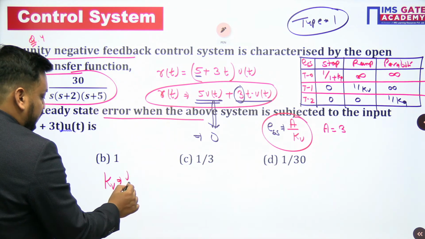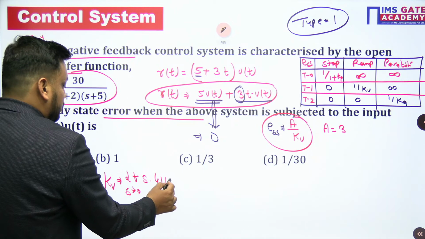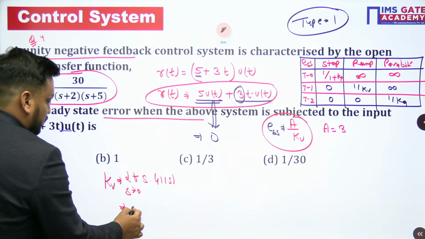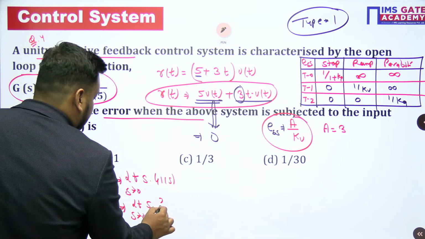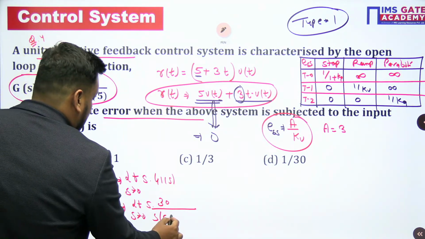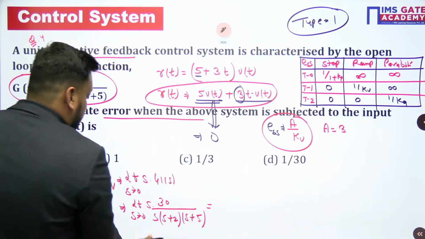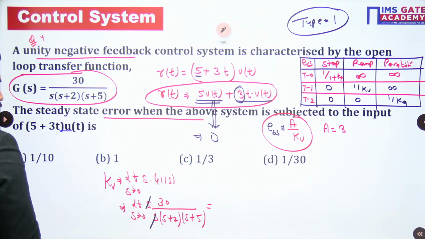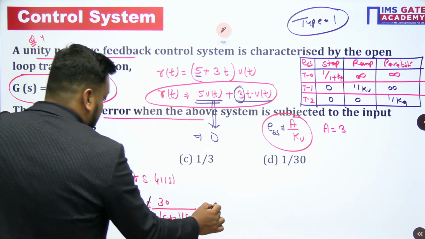Now I am calculating the value of Kv. What is Kv? Kv is nothing but limit s tends to 0, s into G of s. So ultimately it will become limit s tends to 0, s into, what is G of s, guys? 30 upon s into (s plus 2) into (s plus 5). So ultimately the s's get cancelled out. When you put s equal to 0, 30 upon 10, so the Kv value is nothing but 3.